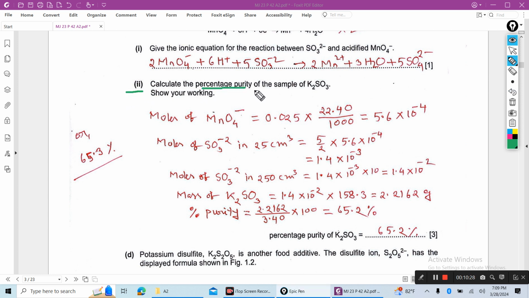Calculate the percentage purity of the sample of potassium sulfite. You have to show your working. First, moles of manganate ion. You see the concentration is given, and the volume is given. So volume in centimeter cube divided by 1000, you will convert into dm cube. First of all, moles of manganate ion is concentration times volume, and you get the moles of manganate ion.